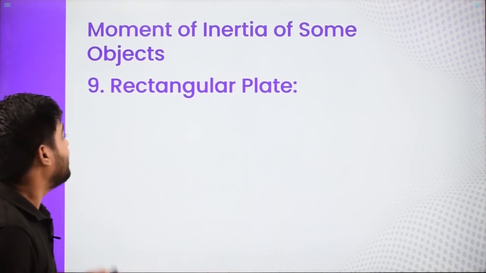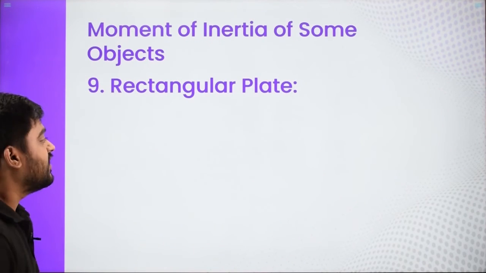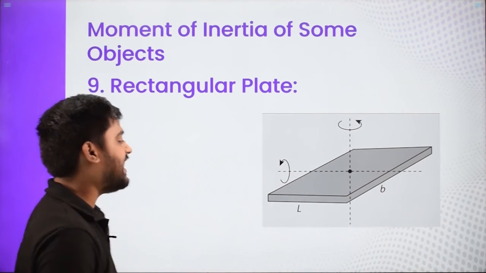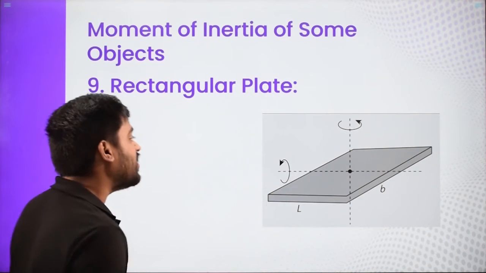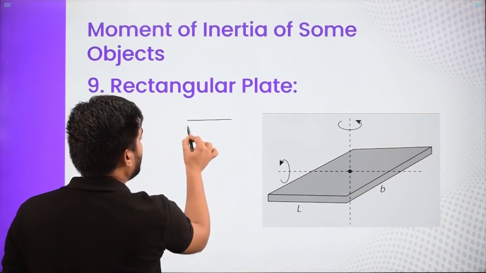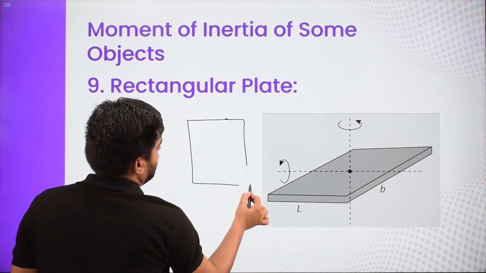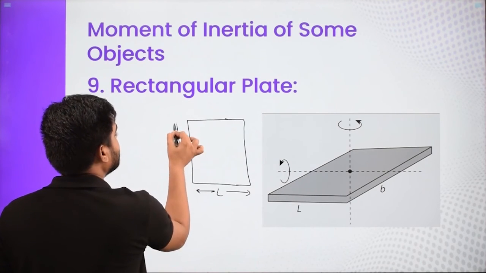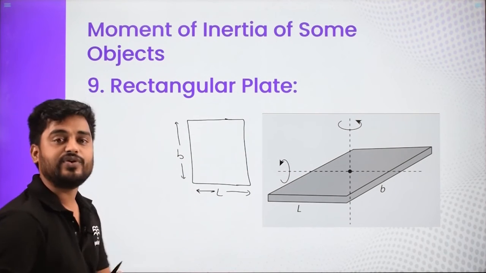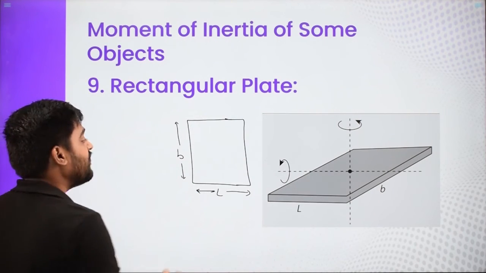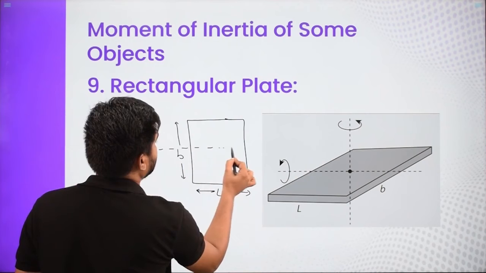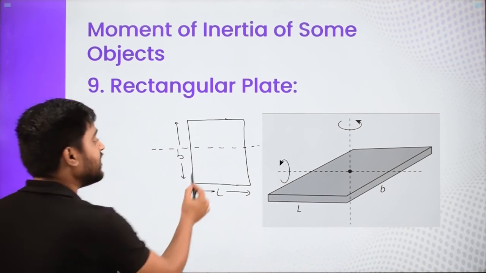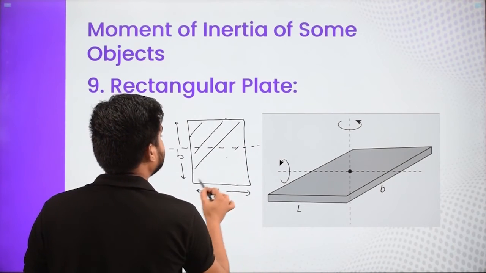Now let us discuss the rectangular plate. This is a rectangular plate having L length and B width. I am giving you a top view. So in the top view, this is the L length and B width. Here I am going to talk about different axes. First axis is this one. So when I have to find the moment of inertia of this rectangular plate, this is a solid rectangular plate.